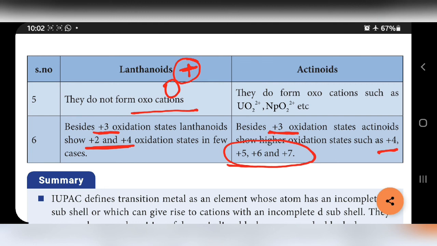With this topic, this part is over, because this lesson contains two parts, d block and f block: transition elements and inner transition elements. Inner transition elements are over. From the next video onwards, we will start d block elements, that is, the transition elements.